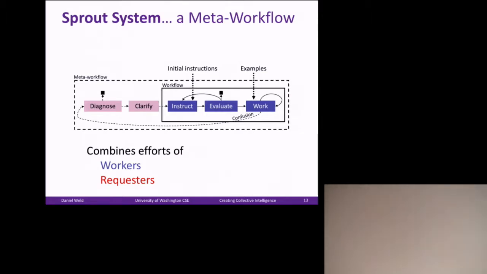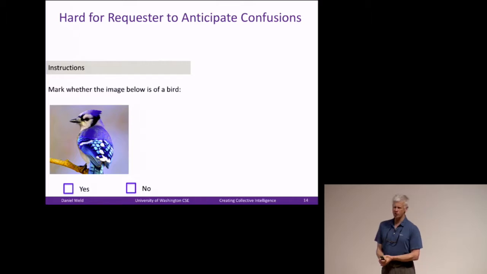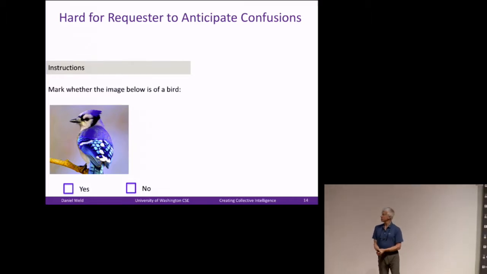So we're sort of wrapping this inner circle with another set of processes where we try to figure out what's wrong with the workflow and improve it, especially with the instructions. So what can go wrong with instructions? Suppose we're trying to do image labeling. We've got a whole bunch of images and we want to build a classifier that recognizes birds. So we ask workers, here's a picture, mark whether or not it has a bird. What could possibly be confusing about those instructions?